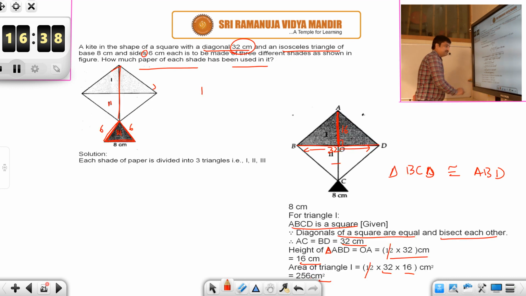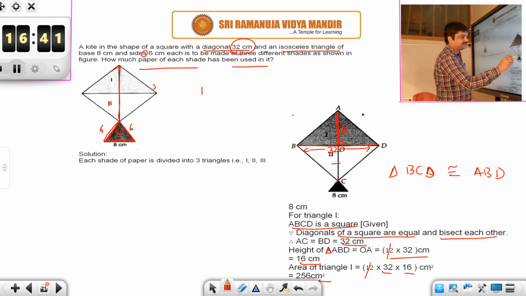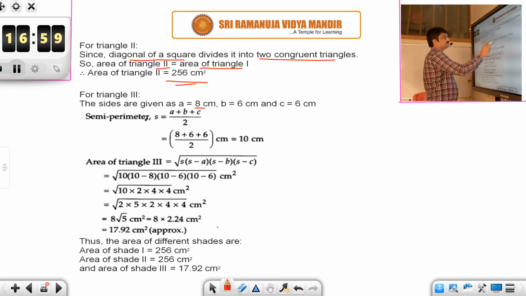Now for triangle 3, see what is given. Triangle 3 is an isosceles triangle of base 8 centimeters and side length 6. Okay, so now for triangle 3, you know all 3 side lengths of the triangle. So use Heron's formula. A is 8, B 6, C 6 centimeters. So the semi perimeter is given by A plus B plus C by 2. So 8 plus 6 plus 6 by 2. Okay, so 10 centimeters you will get.